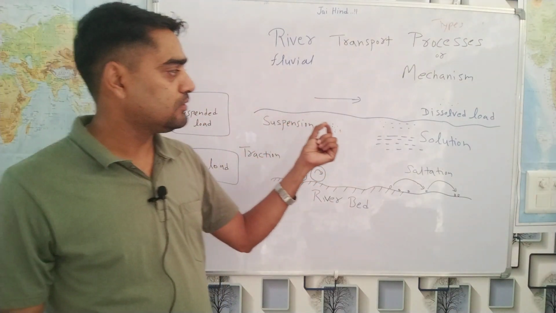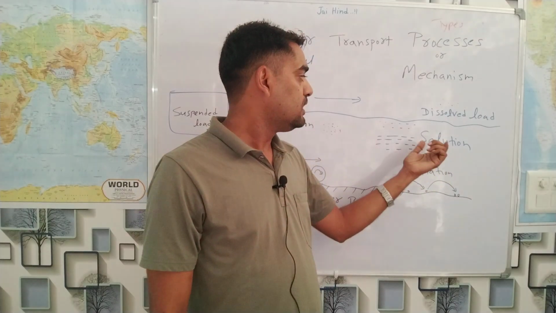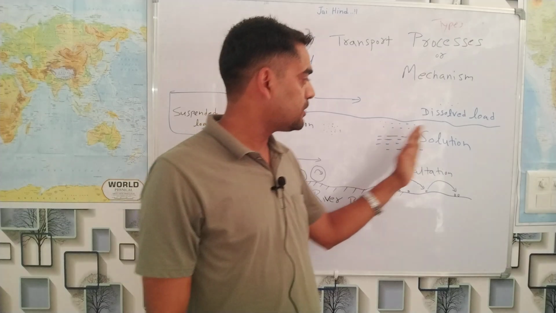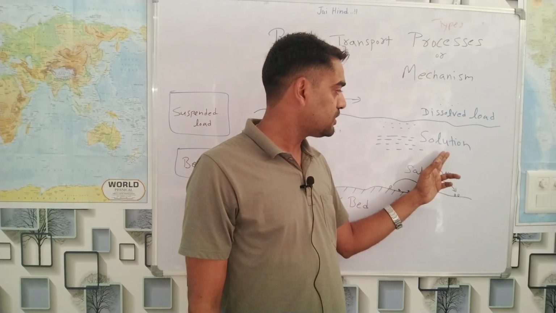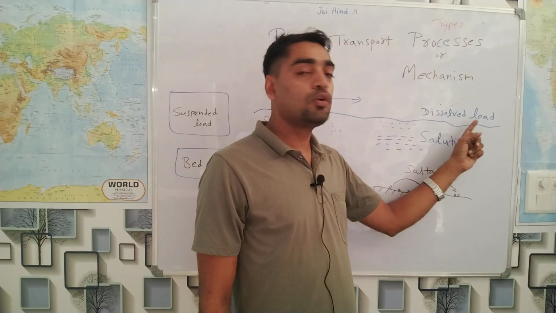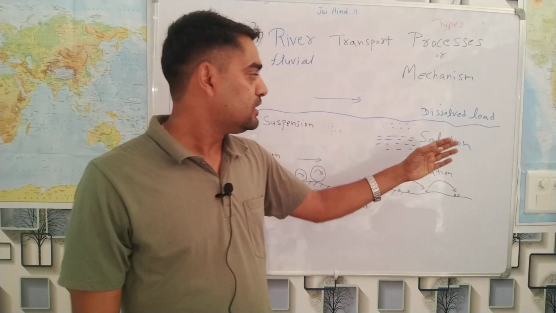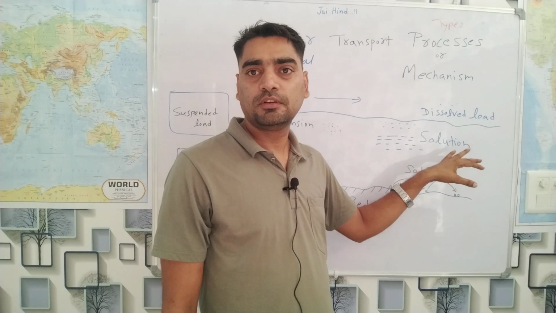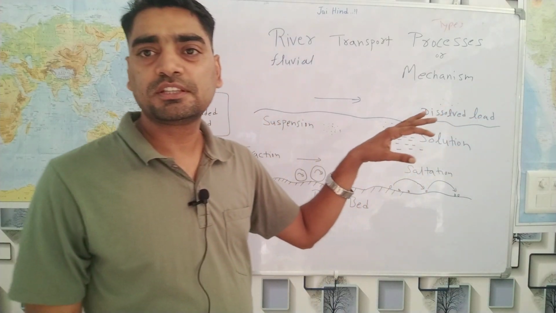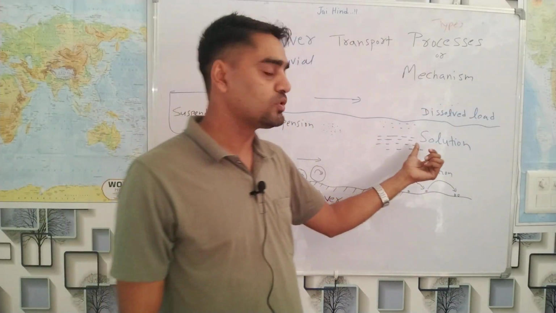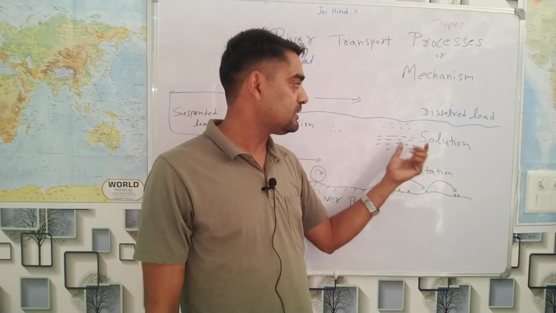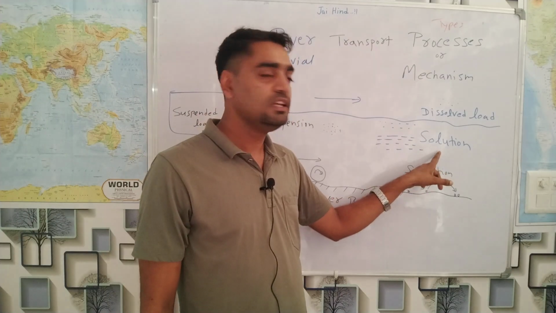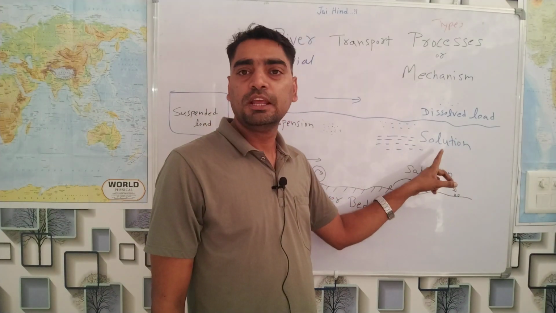But if there is chemical erosion, some particles of the rocks will get dissolved in the water. So, they will be transported by solution. This load is called the dissolved load, which is transported by the solution method or solution mechanism. This is the dissolved load, which is by corrosion or solution. Because of corrosion and solution, this load gets dissolved in the water, and now it is transported by the solution process.